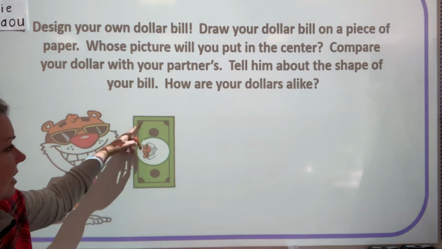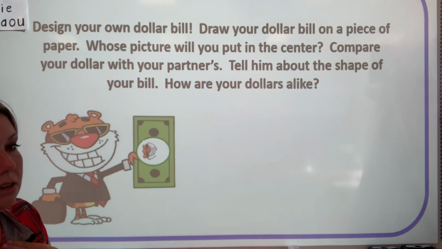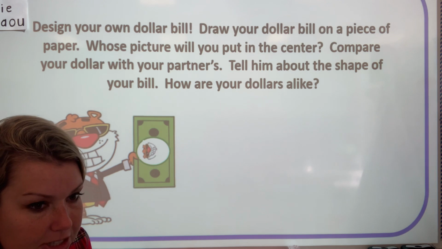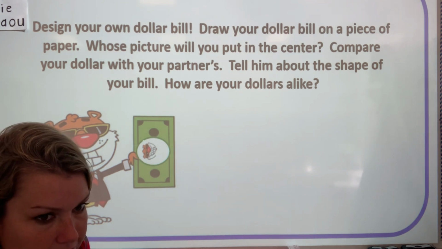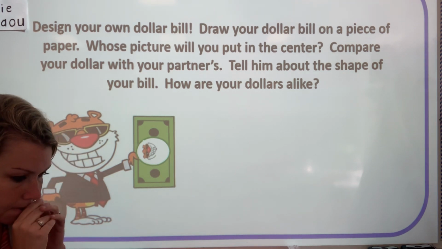So the next sentence says to draw a dollar bill on a sheet of paper. Well, this cheetah has an example of a dollar bill. Help me. What do I need to do to draw my dollar bill? What should I do first? Who can raise their hand and tell me? What should I do first? Estelle?